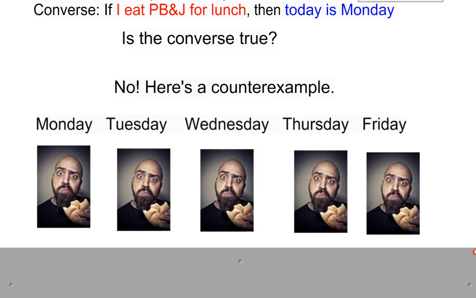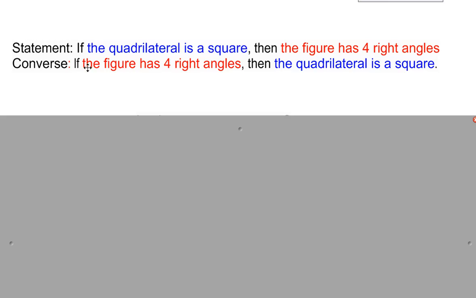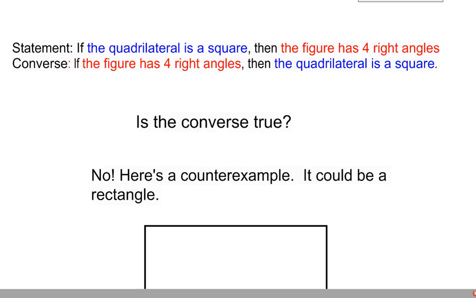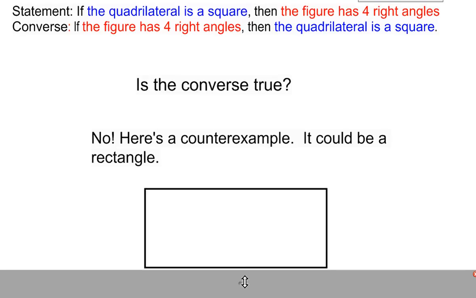Let's take the next one that we discussed. The second example was this. The converse was, if the figure has 4 right angles, then the quadrilateral is a square. Is that necessarily true? In other words, can you come up with a counterexample? Yes, you can. Here is your counterexample. Here is something that has 4 right angles, but it is not a square. It is a rectangle.